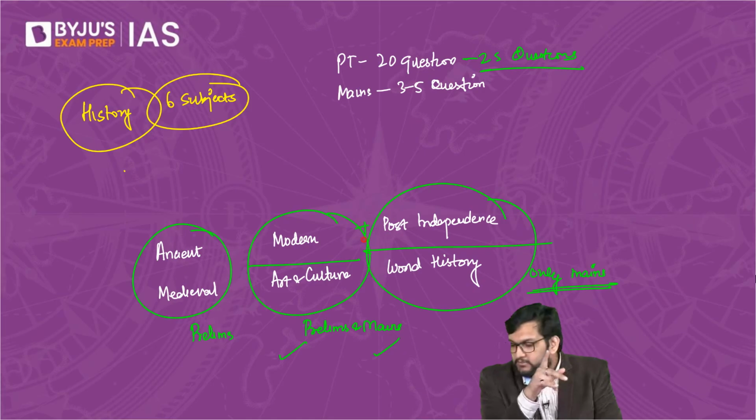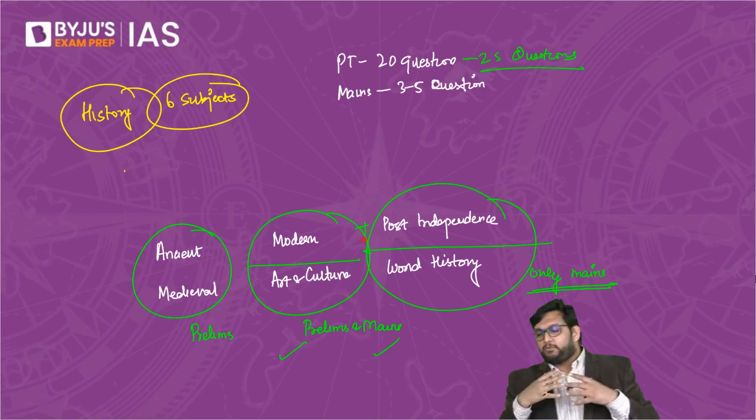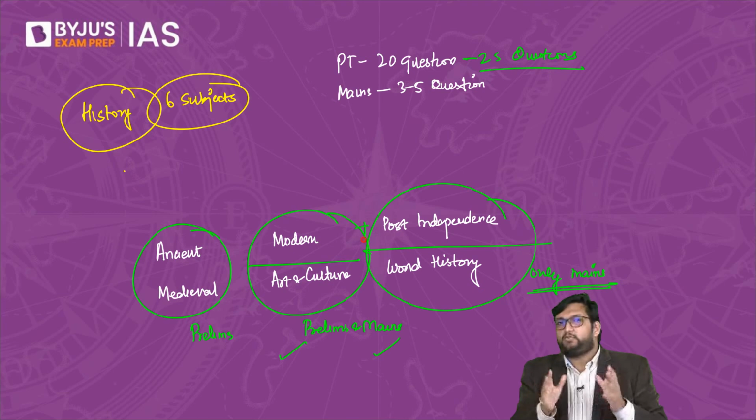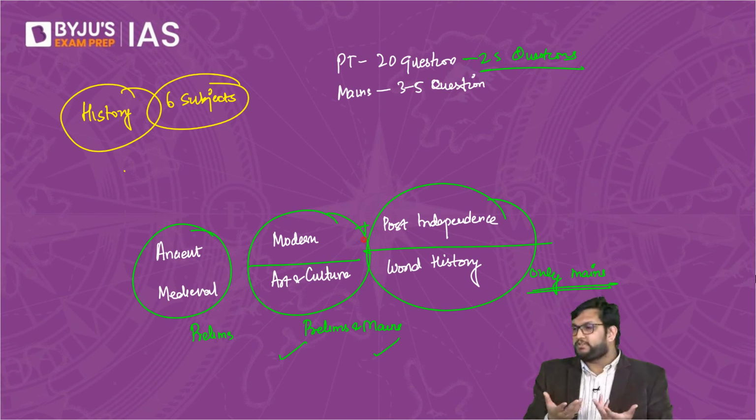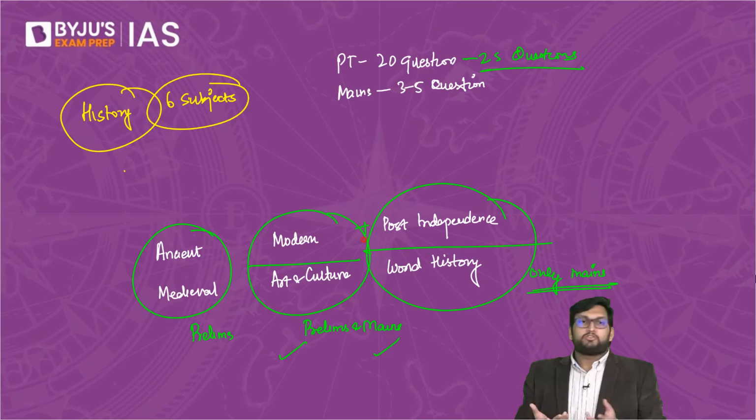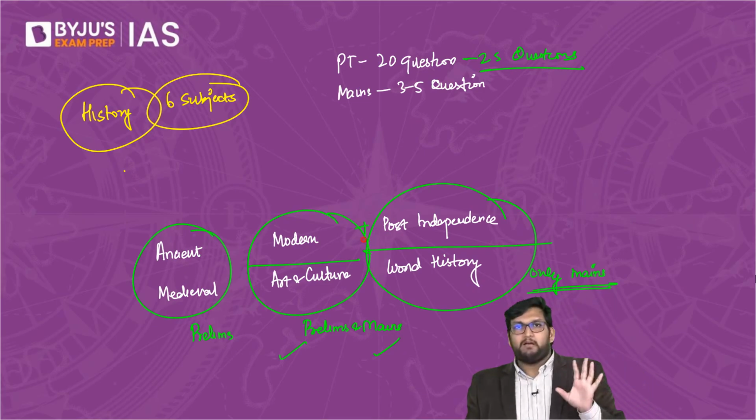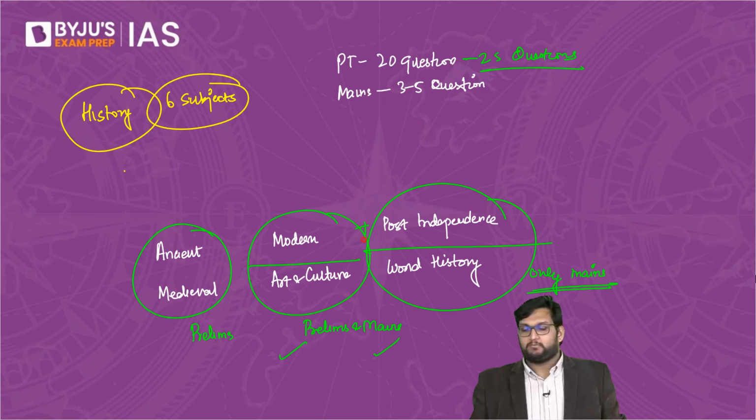And this is a secret between you and me, that mains answers, if you know the trick, are not difficult. Because 200 to 250 words is very less words. So you technically have to show the examiner that you know the topic, but you don't have to go into details. You technically have to make a fool out of the examiner, which is that I know it, but I don't need to put too many facts.